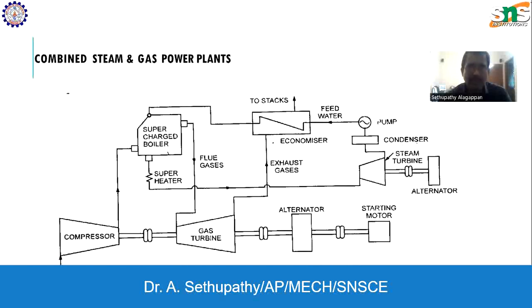This is the combined steam and gas power plant. The steam is also used, and the gas is also used. The two types of medium are used to rotate the turbines and produce power.